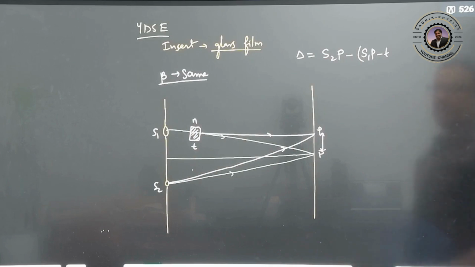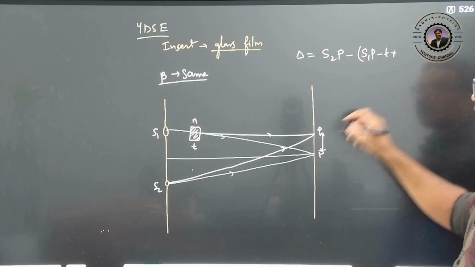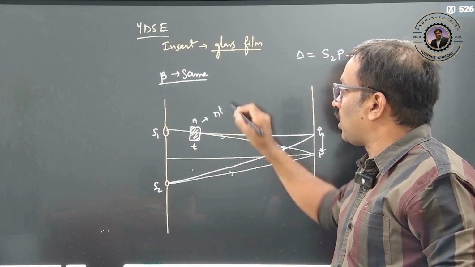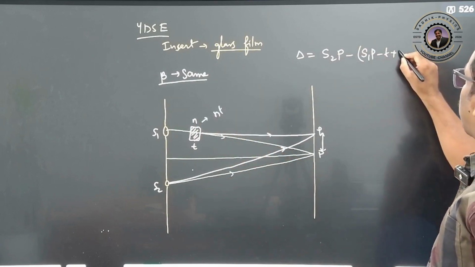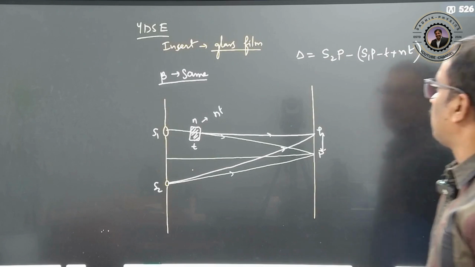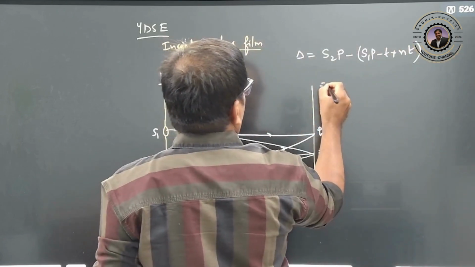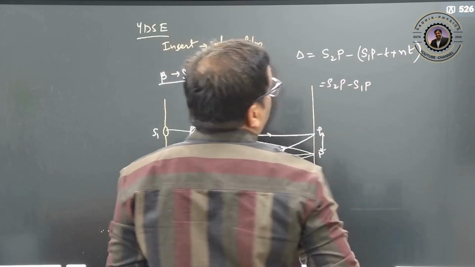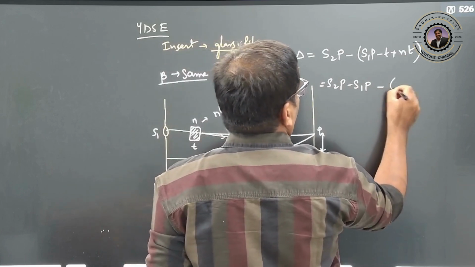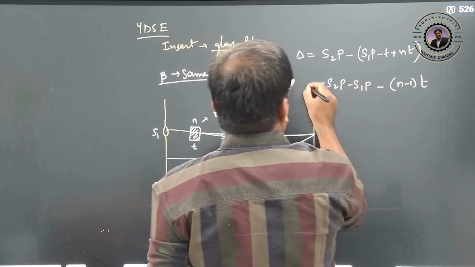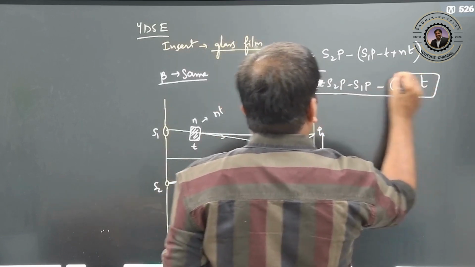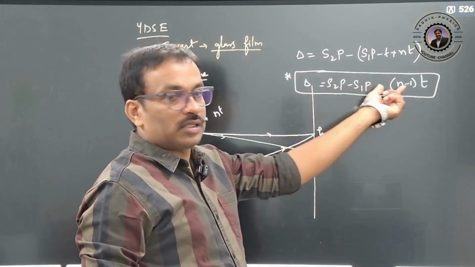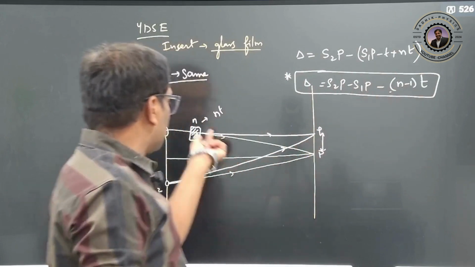Now, if any slab is placed, the extra path difference you can write as n into t, so plus n into t. Like this you can write it. Therefore you will get S2P minus S1P, minus (n minus 1) into t. This part is because of the air, and this is due to the slab.